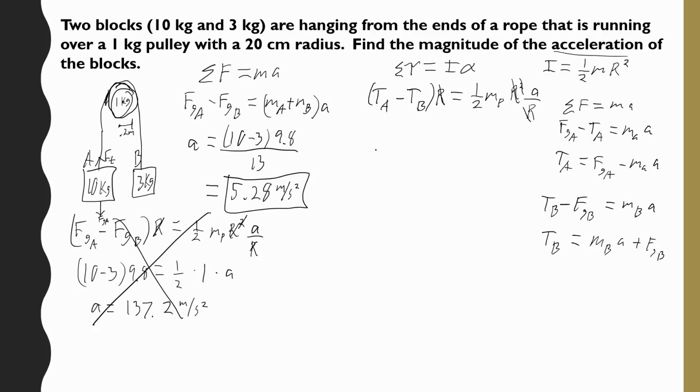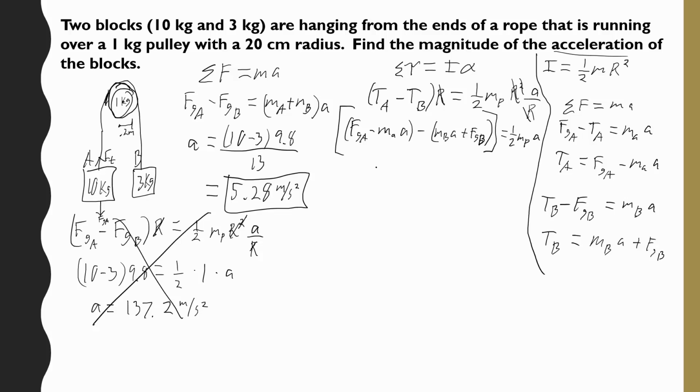Now I can plug all this in up here. So gravity on A minus mass of A times acceleration, that thing minus mass of B times acceleration plus gravity on B, in parentheses, don't forget to distribute all that stuff. Okay, so this whole thing is equal to 1/2 mass of pulley times acceleration. Draw a line here just so we don't get confused. All right, and this is really the physics of it. Now we just have to plug in numbers and we can solve for acceleration.